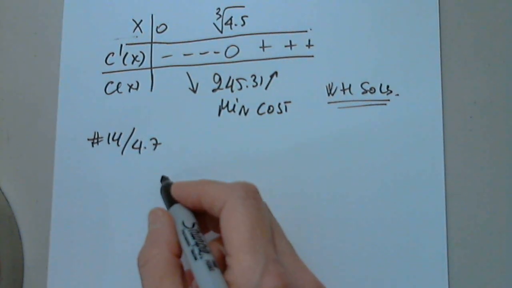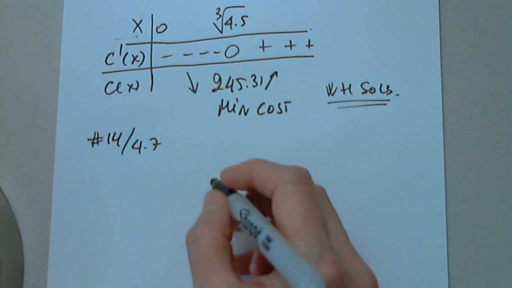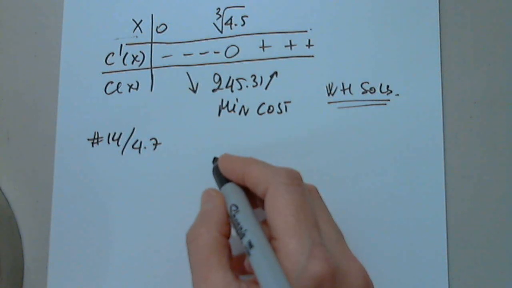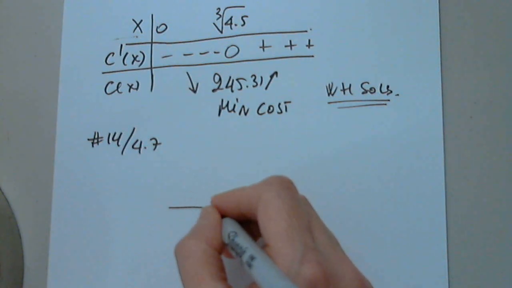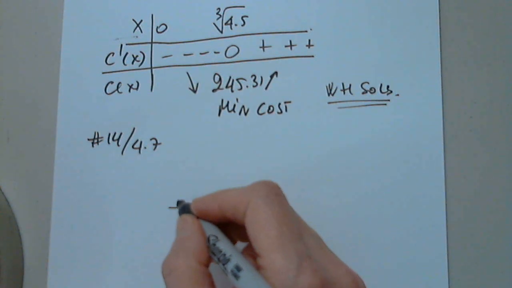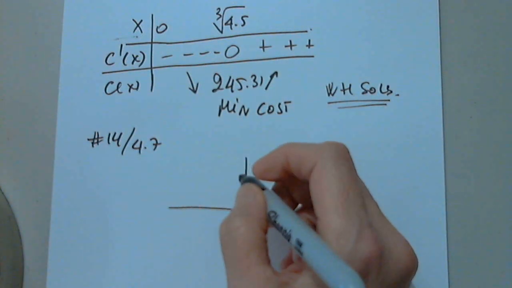A man launches his boat from point A on the bank of a straight river 4 kilometers wide and wants to reach point B 3 kilometers downstream on the opposite bank. There's a nice, pretty picture in WebAssign if that makes it easier.